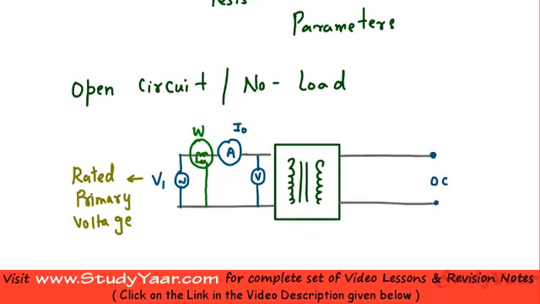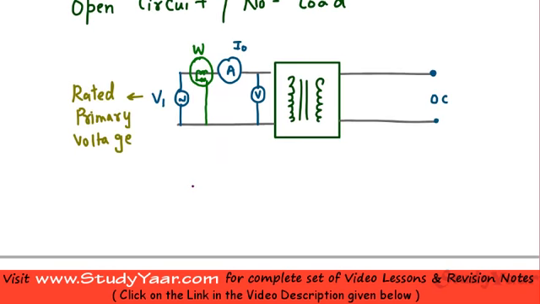Let's just say the reading that I am getting at my voltmeter is VR, the reading at my ammeter is AR, and the reading at my wattmeter is WR. R here represents the reading of the device, voltmeter, ammeter or wattmeter. So what would be the reading of your voltmeter? It simply would be your input voltage.